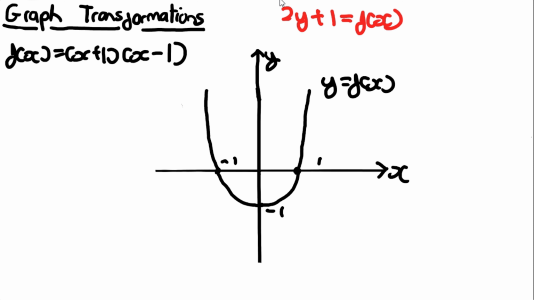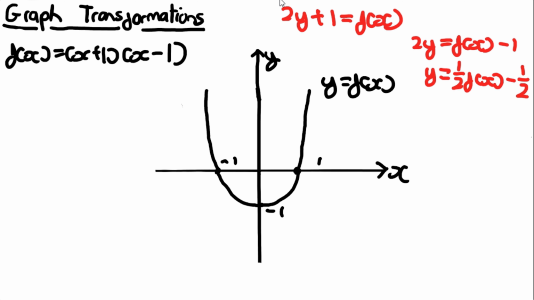Well, the way that you just sketch this is you just make y the subject, so you're going to say 2y is equal to f of x minus 1, and then y is equal to half of f of x minus a half, because you're going to have to divide that by 2 as well. So if you sketch this graph, the first thing that you're going to do is do the stretch here, where it's outside the brackets. It's just going to work the way you'd expect it to.